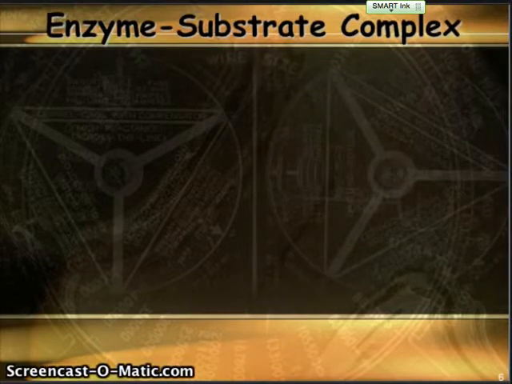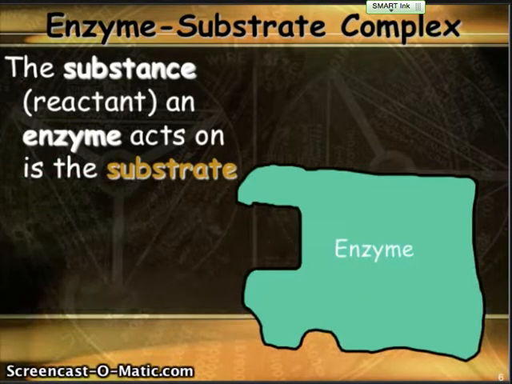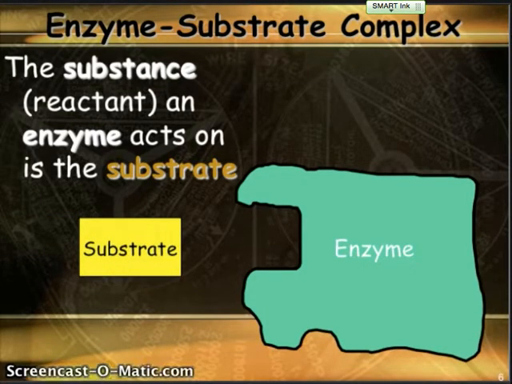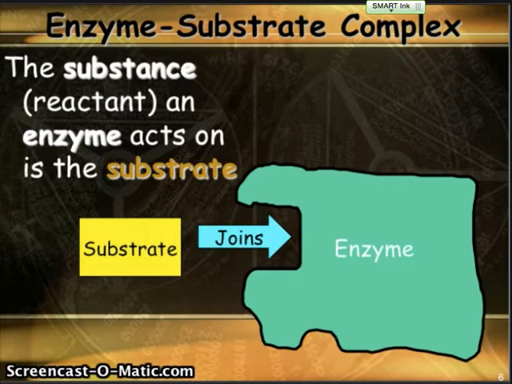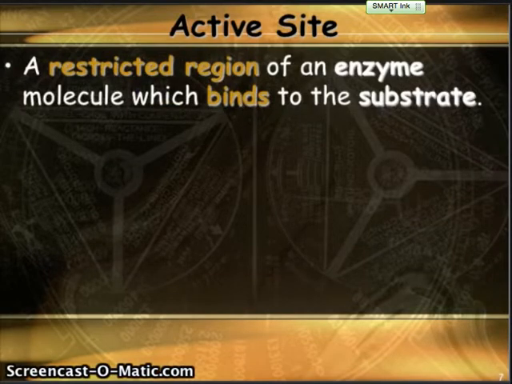The enzyme-substrate complex. The substance or reactant an enzyme acts on is the substrate. We have our enzyme here, and it acts on the substrate. So the substrate will join the enzyme in the active site. The active site is a restricted region of an enzyme molecule which binds the substrate.